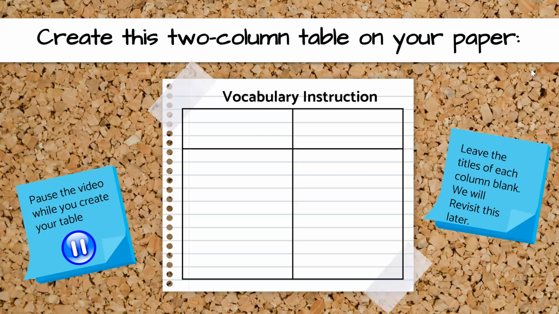All right, welcome back. I hope you enjoyed your chance to dive a little bit deeper into what the research says about academic vocabulary. For the next thing, I'm going to ask you to create this 2-column table on your paper. You can title it Vocabulary Instruction. There will be a place for a title at the top of each of the 2 columns, but for now we're going to leave those titles blank. We will revisit this later. Pause the video now while you create your 2-column table.